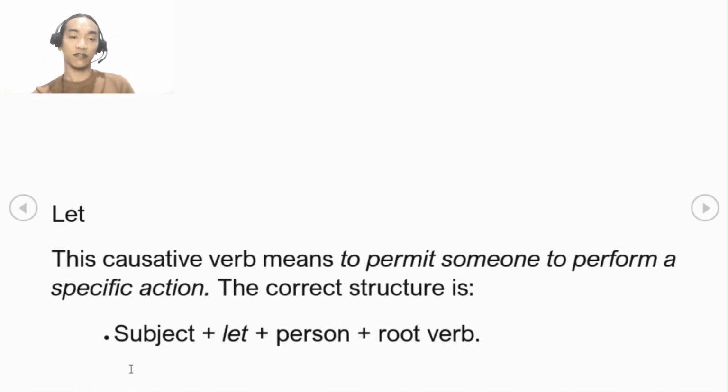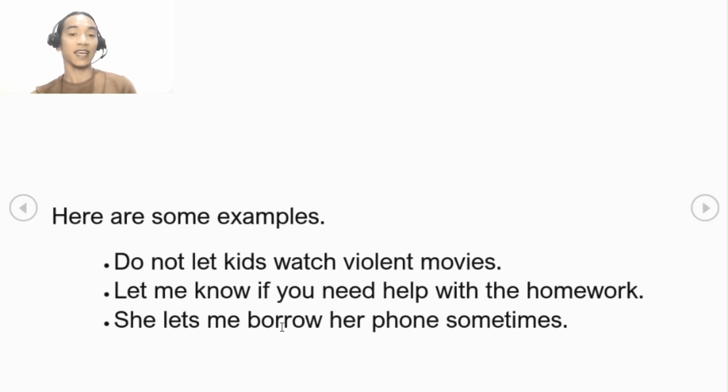Next one, the causative verb let. Okay, so this causative verb means to permit someone to perform a specific action. So you allow them to. All right. So sentence construction is subject plus let, and then the person, and then the base form of the verb. Example: Do not let the kids watch violent movies. Don't allow them. Let me know if you need help with the homework. Okay? Let me know.